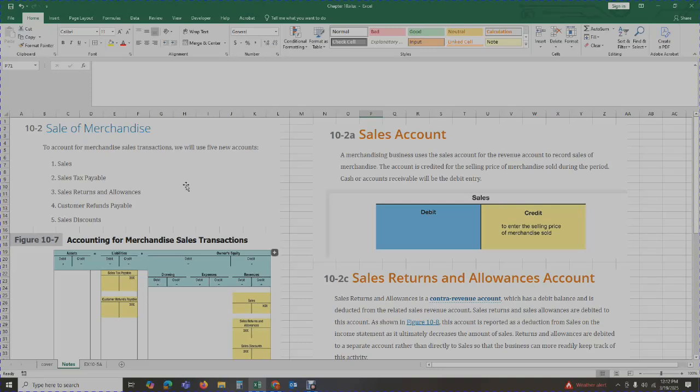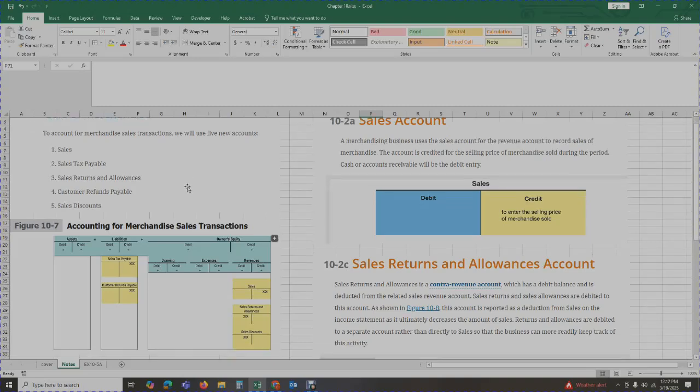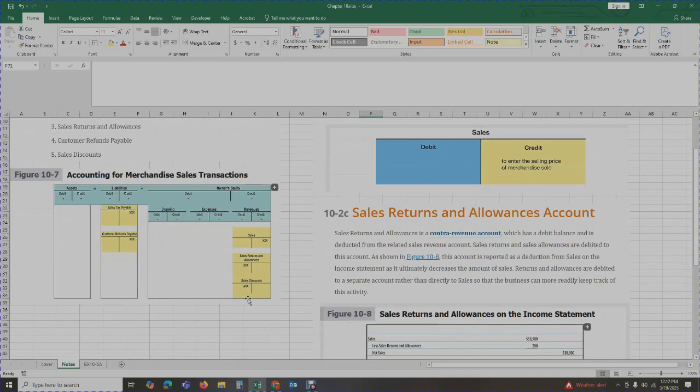When we account for merchandise sales transactions, there are 5 accounts that we utilize. Sales we've already been using, so that's not so much new, but we are incorporating our sales tax payable, our sales returns and allowances, our customer refunds payable, and our sales discounts. Now, we need to be familiar with the normal balances of these accounts.